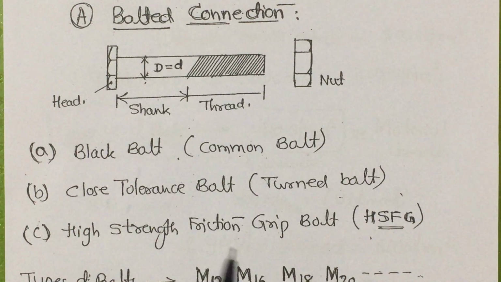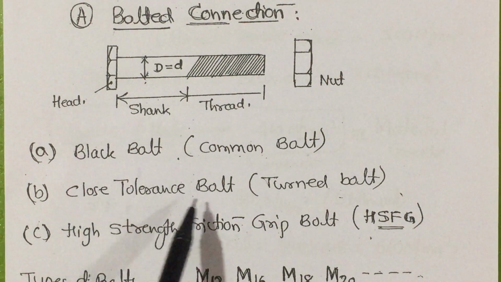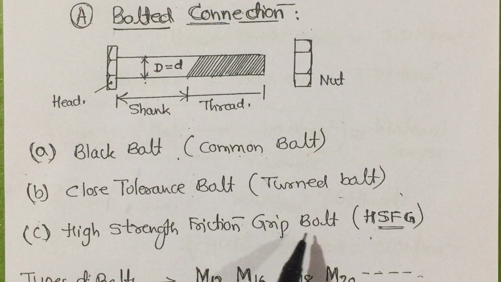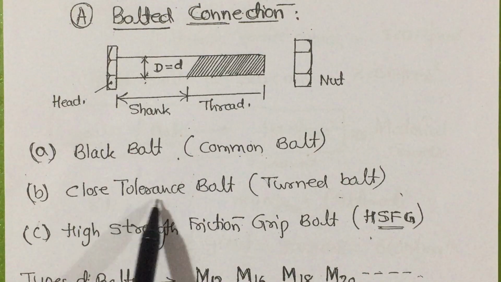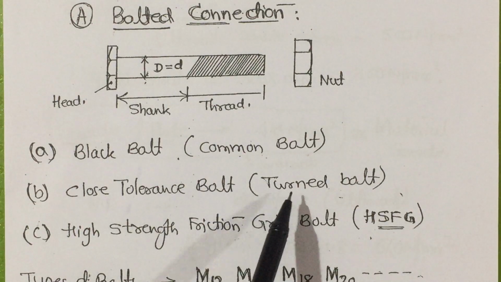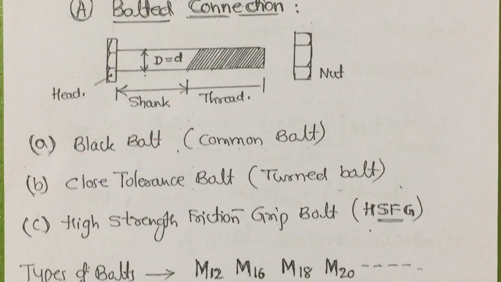In bolts, mainly we come across three types of bolt. One is black bolt, close tolerance bolt, and high strength friction grip bolt. Black bolt is also known as common bolt. Close tolerance bolt is known as turned bolt. Then this type of bolt is known as HSFG bolts.